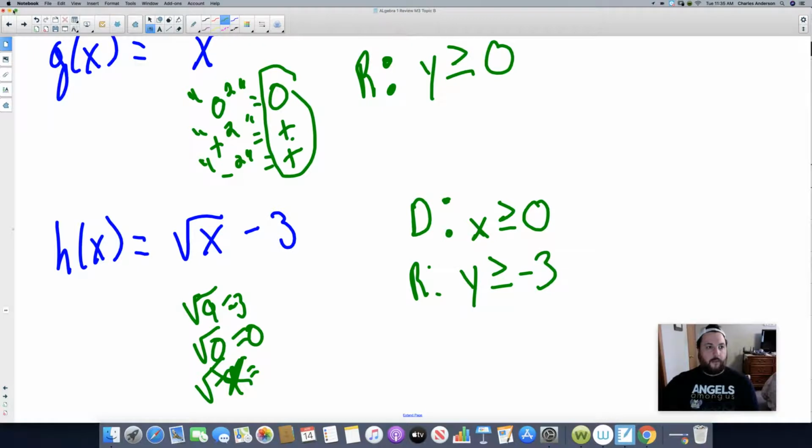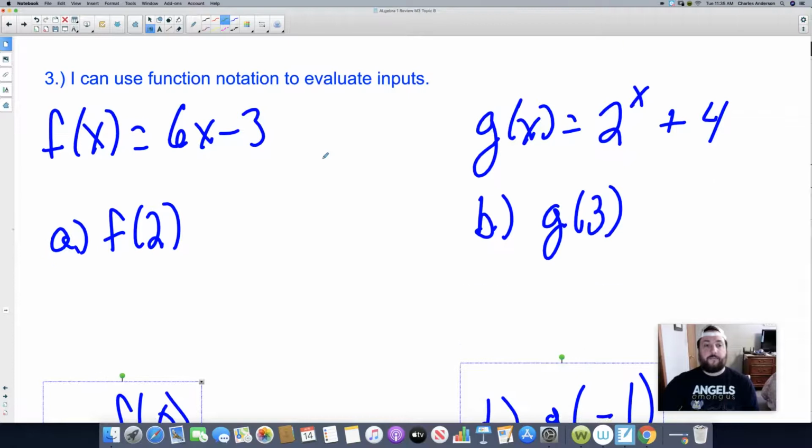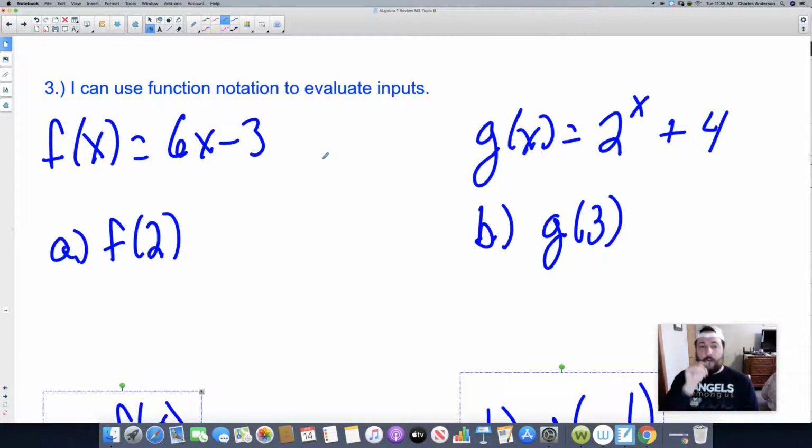All right. Next topic. This one's easy. Evaluating function notation. So I can use function notation to evaluate inputs. I have two functions here. I have f of x, which is 6x minus 3, and g of x, which is 2 to the x plus 4. All we do with function notation is, wherever we see an x, we replace it with what's inside here. So we have f of 2.